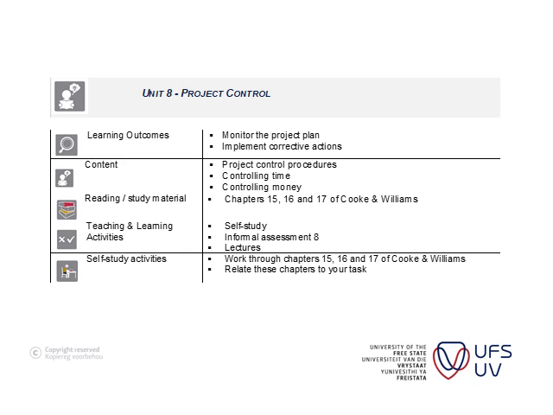Then we get to Unit 8, which is now controlling your program. So now you monitor your project plan, the implementation actions, project control procedures, controlling your time and your money. And this is now chapters 15, project control procedures, 16, controlling your time, and 17, controlling your money. And remember the examples that we did here, which is also very important for your exam. Okay, and that's more or less it.